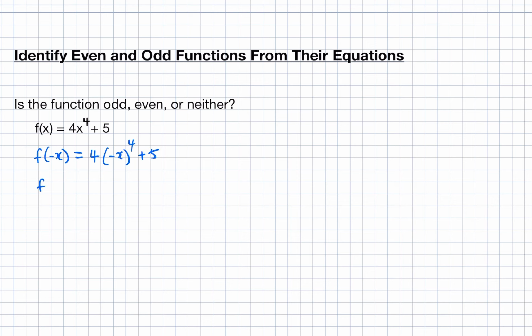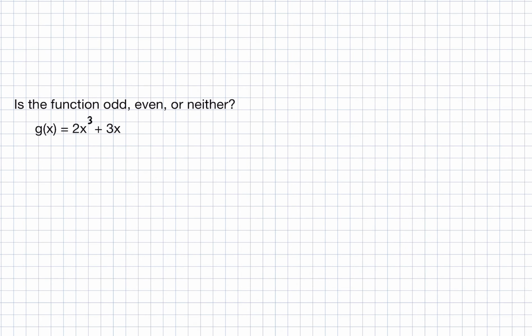And what we discover is that f of negative x is equal to 4x to the 4th plus 5, which is exactly the same as what we started with. So what that means is an even function tells us that f of negative x is equal to f of x. Okay? All right, now let's take a look at this other function.